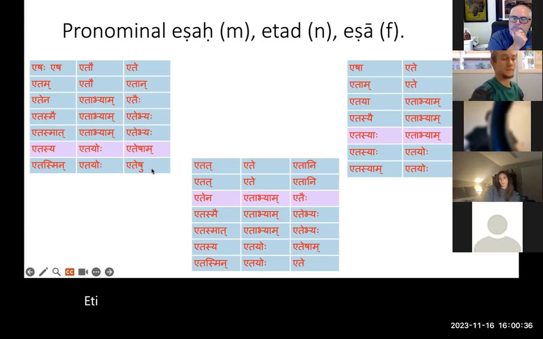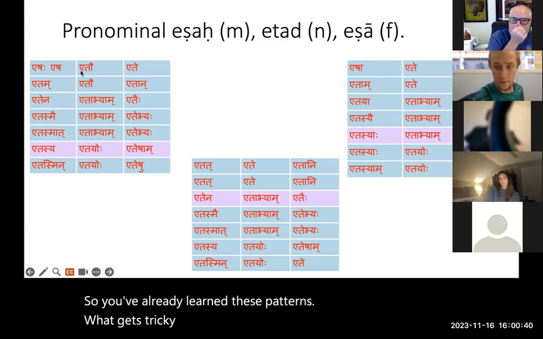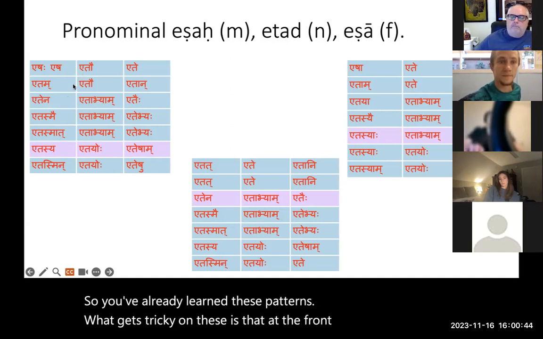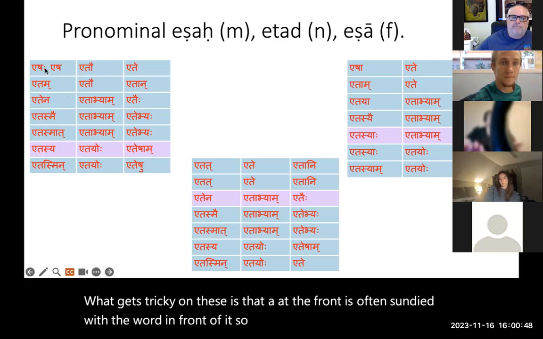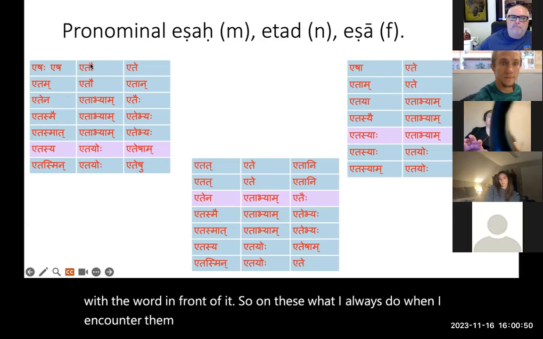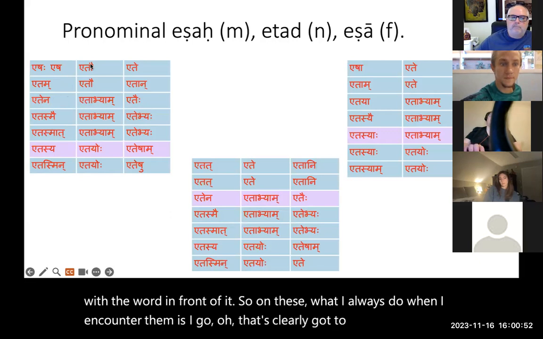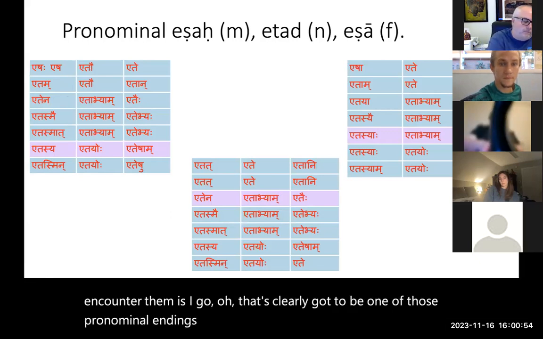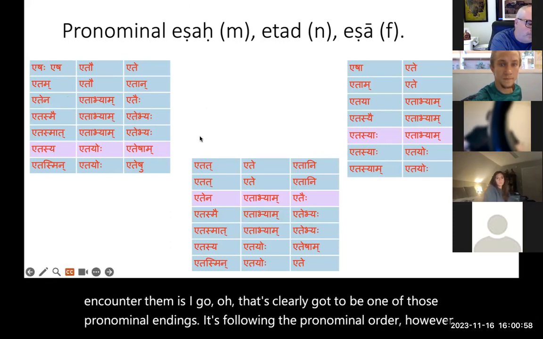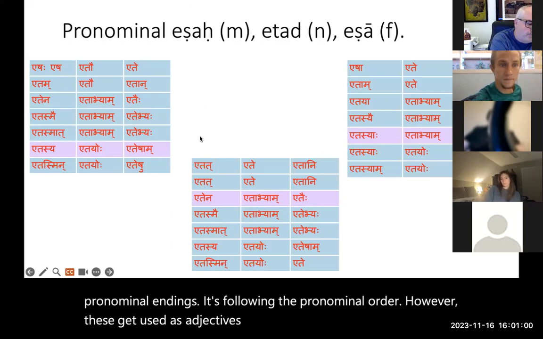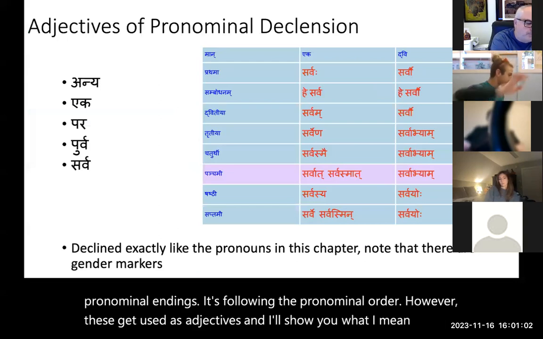So you've already learned these patterns. What gets tricky on these is that A at the front is often sandhied with the word in front of it. So what I always do when I encounter them is I go, oh, that's clearly got to be one of those pronominal endings. It's following the pronominal order. However, these get used as adjectives. And I'll show you what I mean in these examples.